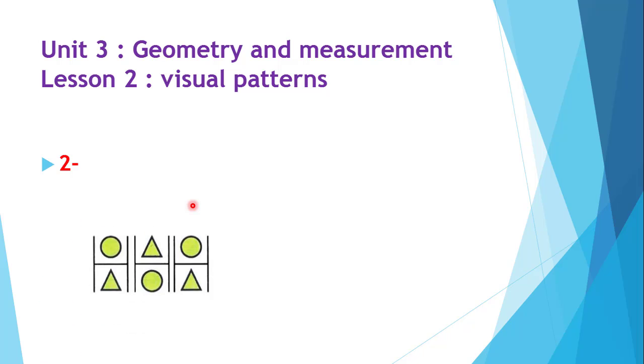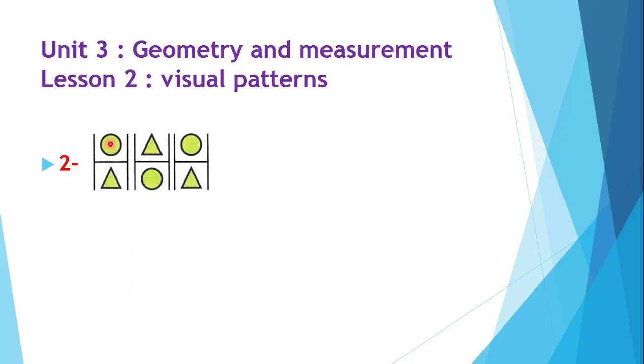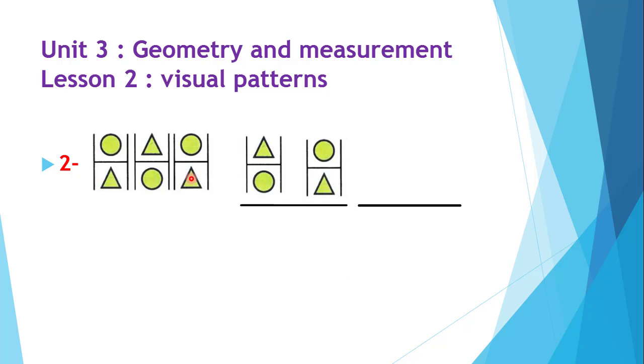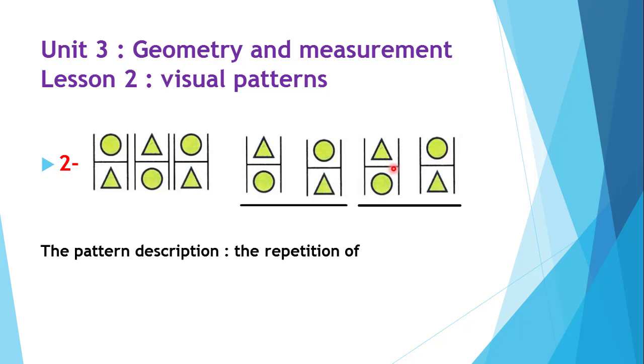Let's take another example. Here, for example, we have circle up, triangle down, triangle up, circle down. Then again, circle up, triangle down. So, how can I complete this pattern? Yes, by repeating the same shapes again. Now triangle up, circle up and triangle down, and so on. So the description of this pattern is the repetition of these shapes.